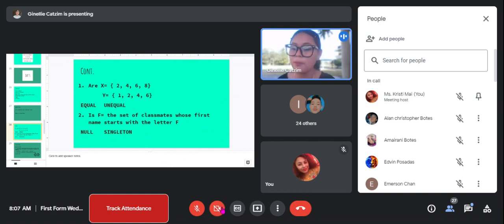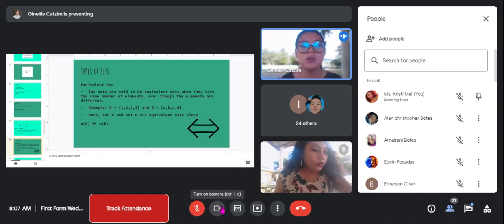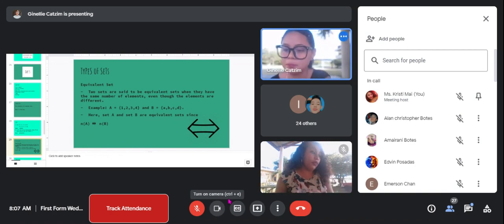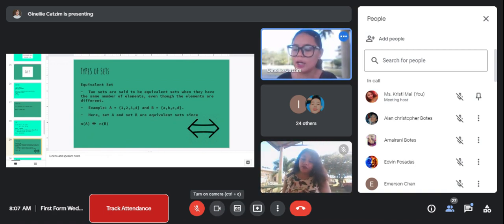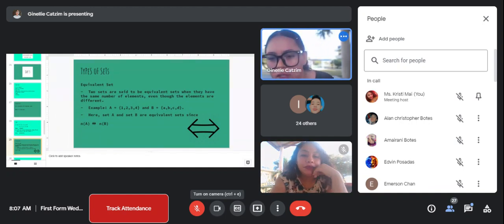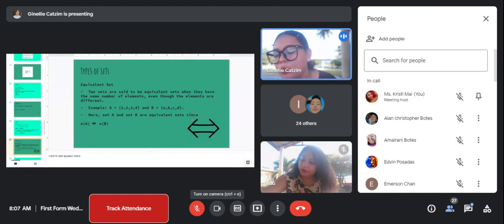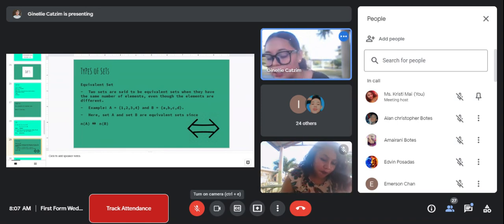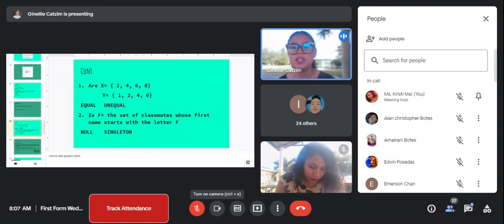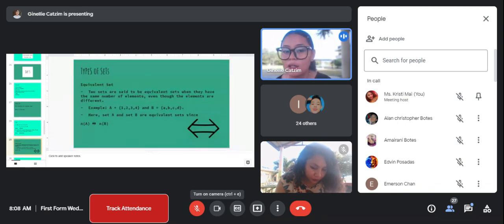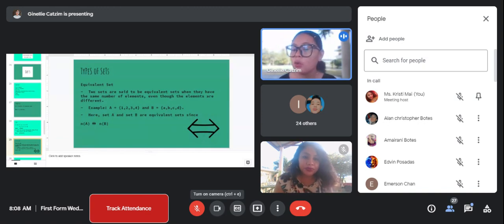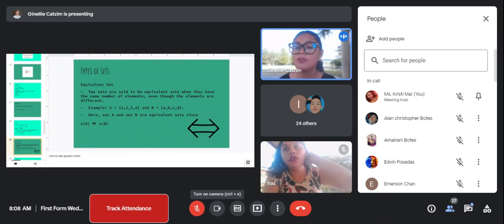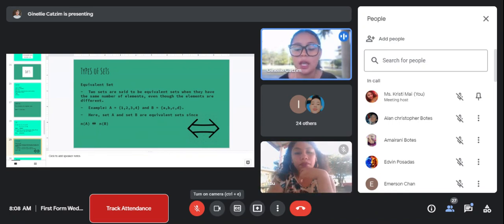Now we will cover some more types of sets. First we have the equivalent set. Equivalent sets are two sets that have the same number of elements. Remember, Ernest said that the example I just mentioned in number one had the same amount of elements, right? This is a type of set that goes with that one, even though the elements are different. So two sets are equivalent when they have the same amount of elements, although the elements are not the same.